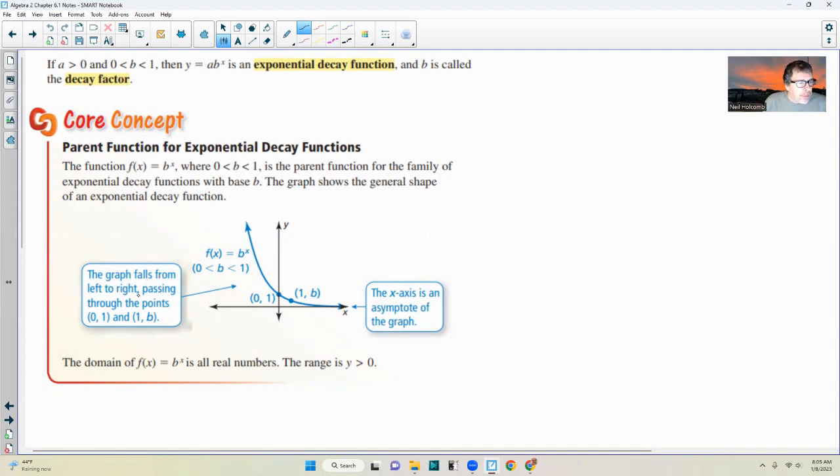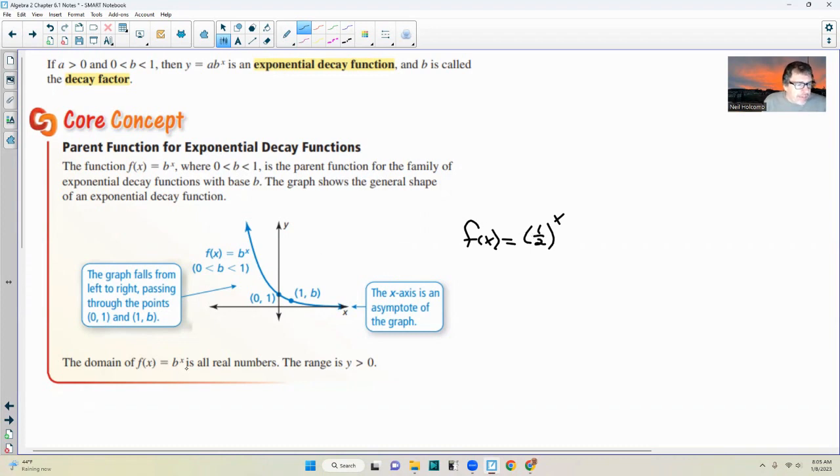And the graph falls from left to right, passing through the point (0, 1). The y-intercept is still (0, 1), and then (1, b). So for example, if I had f of x equals 1/2 to the x, okay, 1/2 is between 0 and 1. That's my base. And if I substitute 1 in, I get 1/2. So if I go over 1, y would be 1/2. Okay, so you get the base b value when you substitute 1 in for x.